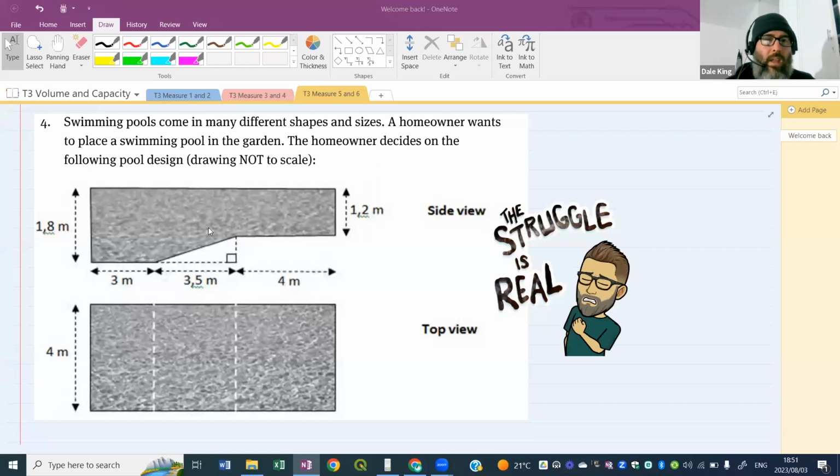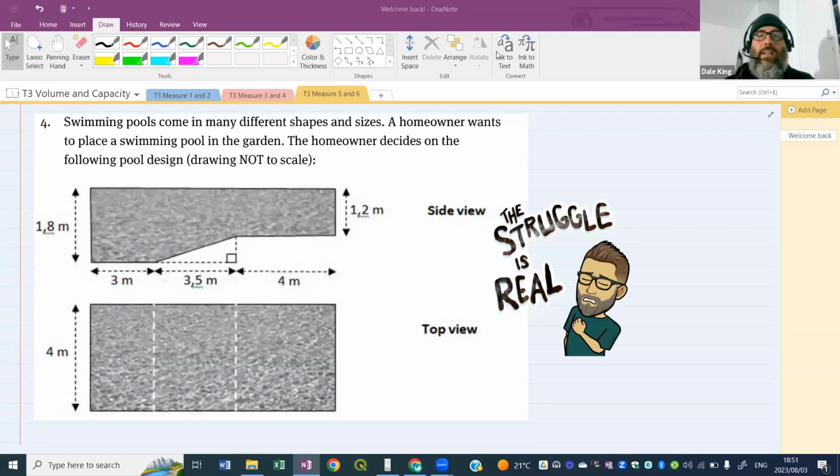So on the top there, we have a side view of the pool. We can see how deep it is and how shallow it is. Underneath, we have a top view. We can see it's a rectangular shaped pool from the top. So the top diagram is a side view, and the bottom one is from the top of the pool. I hope you can understand.